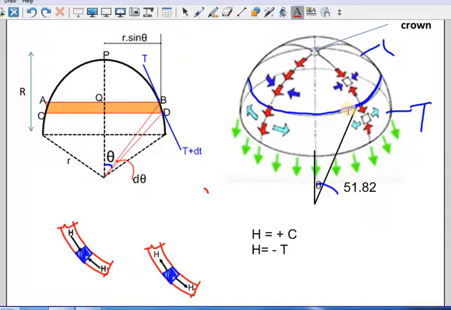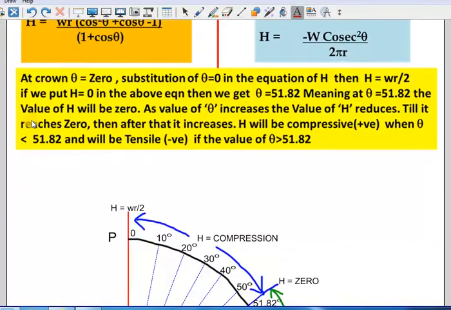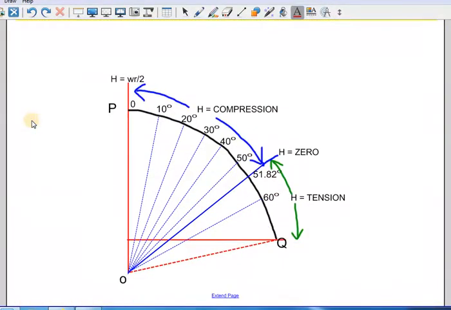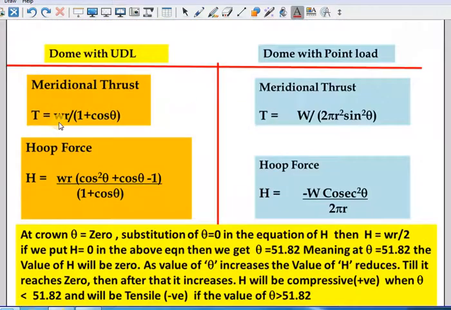If theta is less than 51.82, the nature of the force H will be compression, and if it goes more than 51.82, then it will be tensile in nature. As you can see here, this is how it is. I'll come to that in detail.